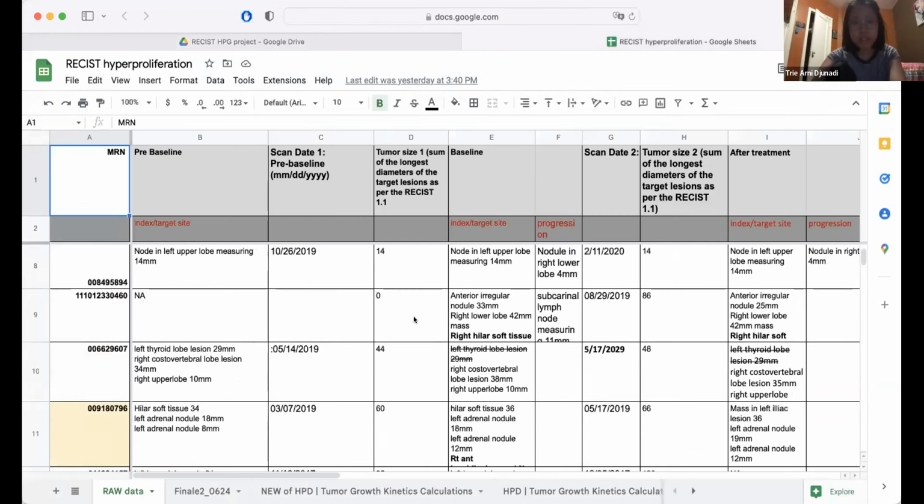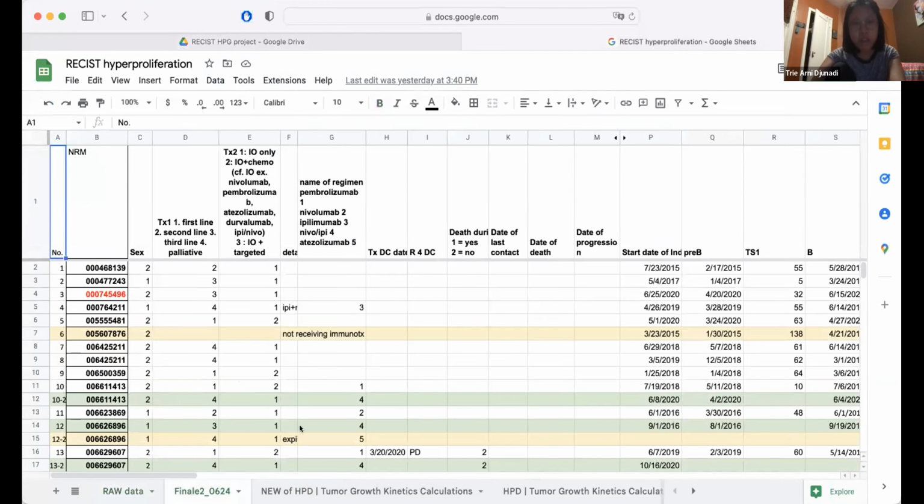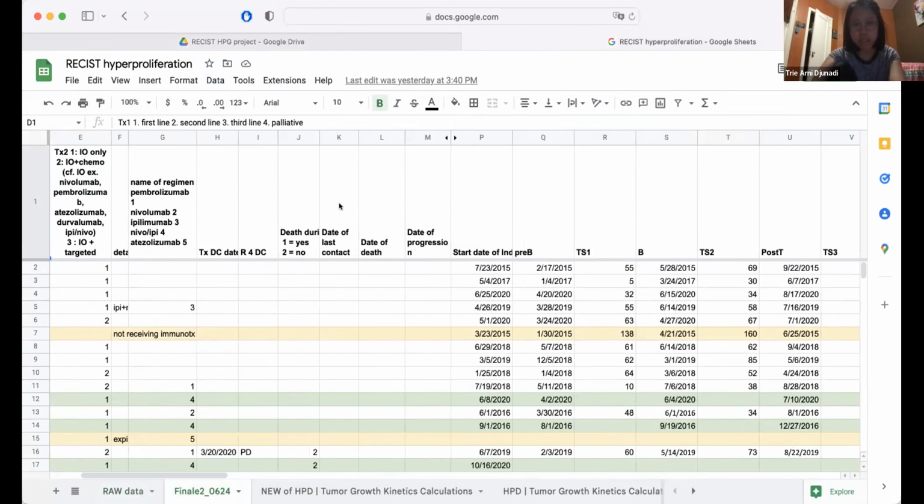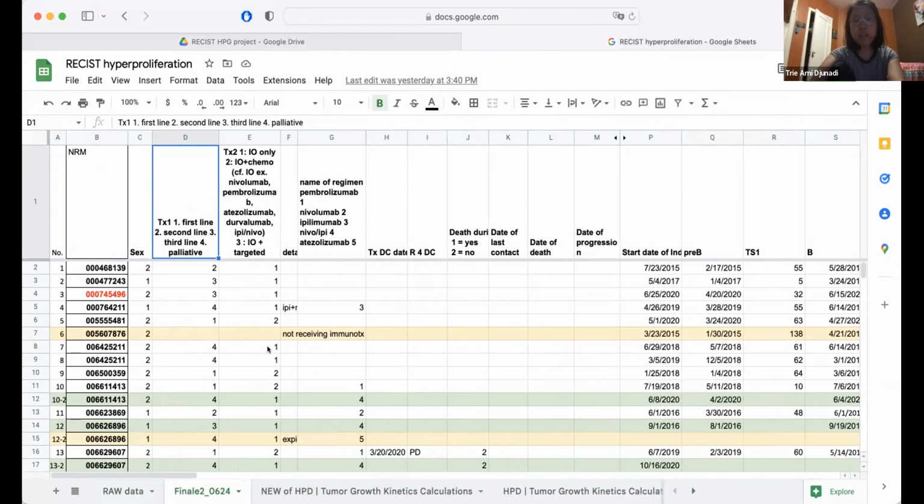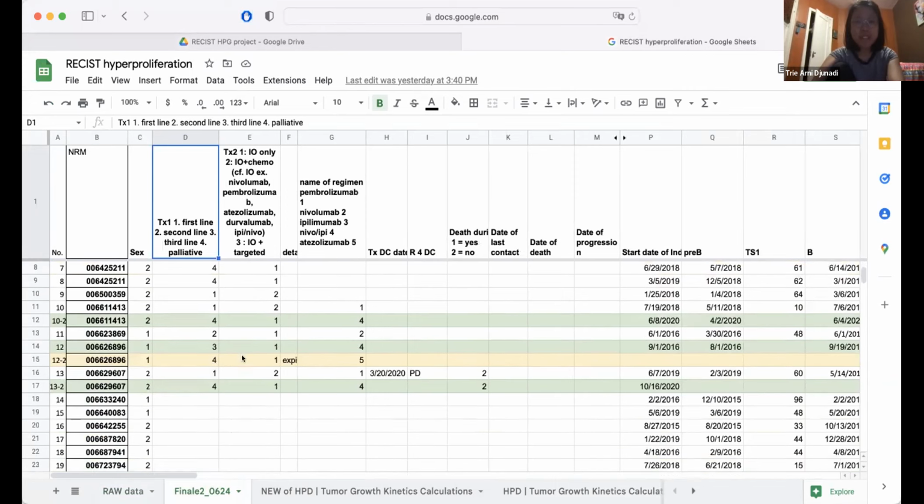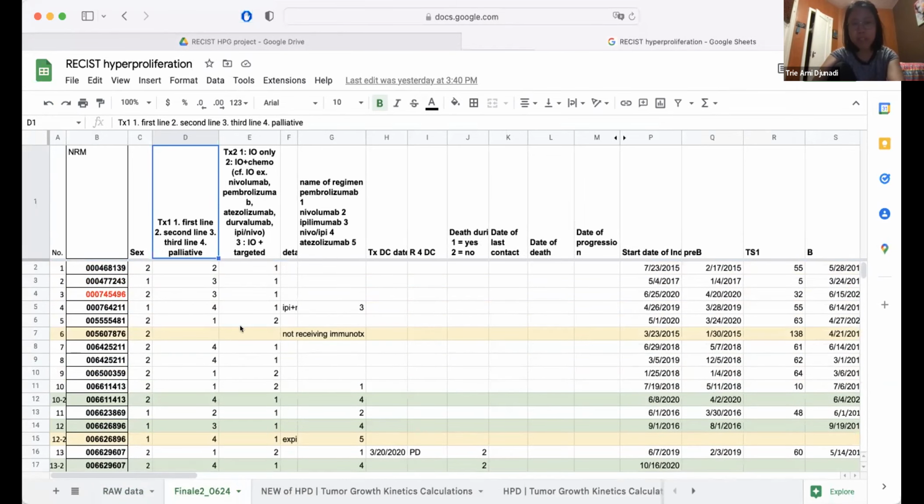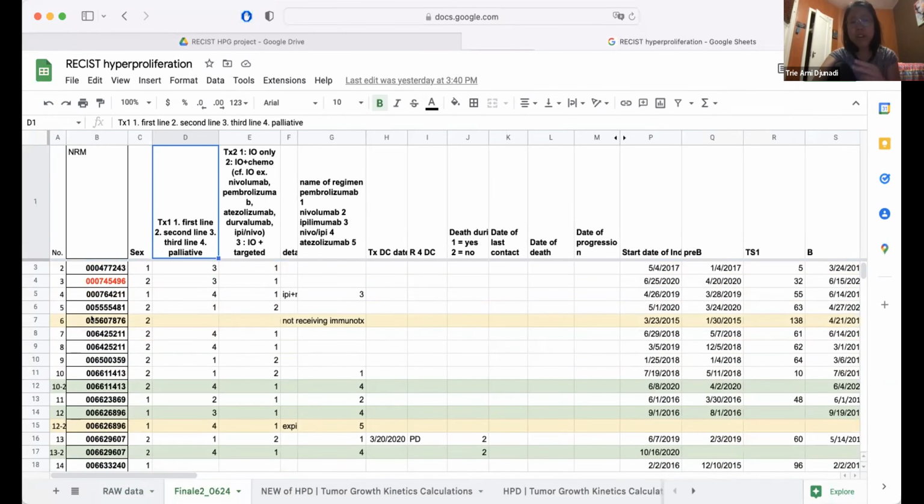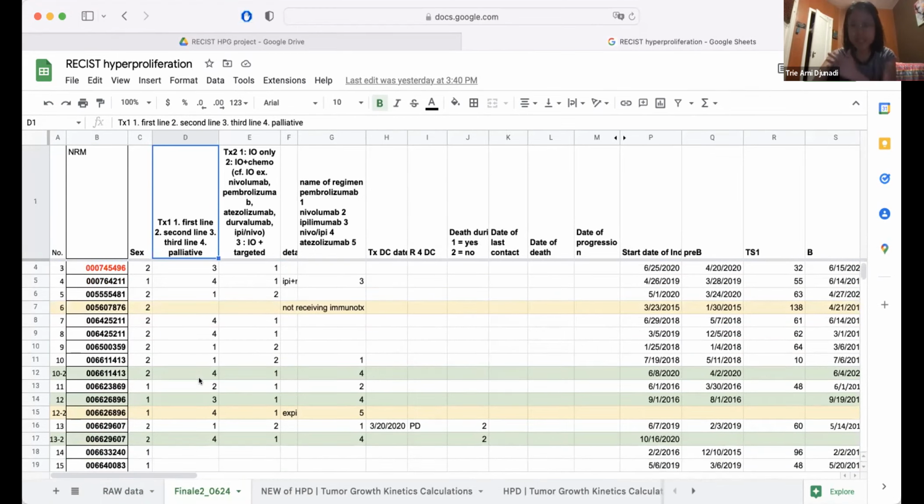For the RECIST data, we're still working on the immunotherapy first line, second line, the name of the drug, and also the date of the last contact and the date of progression for each patient. Unfortunately, Eugene and I found many problems. For example, from 17 patients, we just learned that 2 more patients actually didn't receive immunotherapy, so we will exclude them at the end.